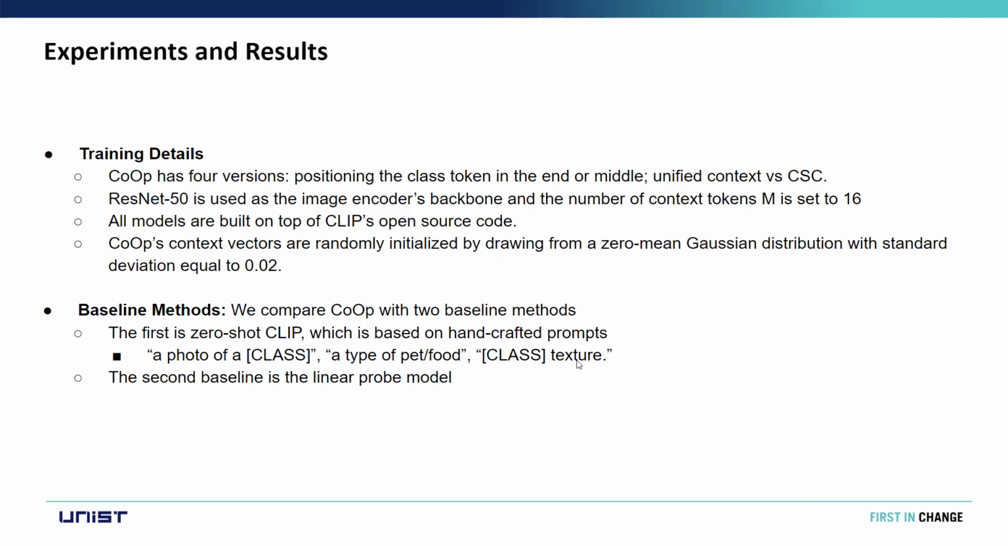And the second one is the linear probe model. A recent study on few-shot learning shows that training a linear classifier on top of high-quality pre-trained model features can easily achieve performance on par with state-of-the-art few-shot learning methods, which are often much more sophisticated. So this linear probe was introduced by a paper which says that it can achieve better results.